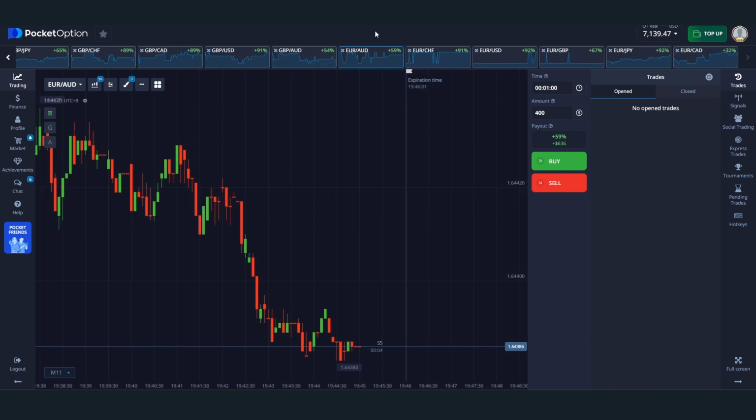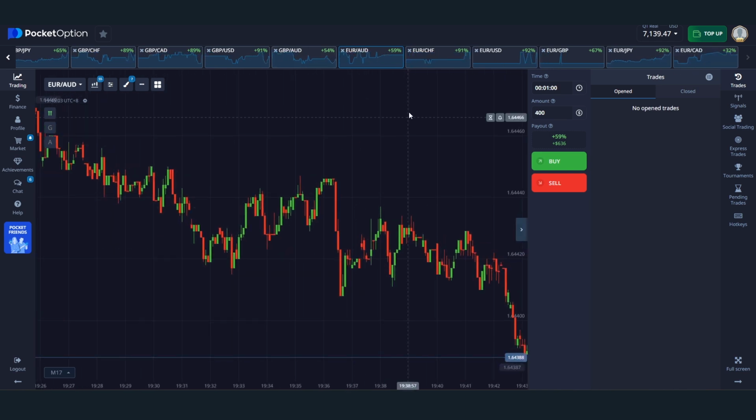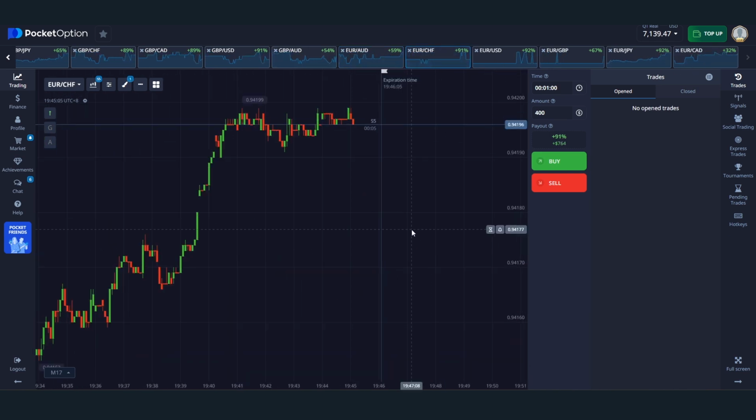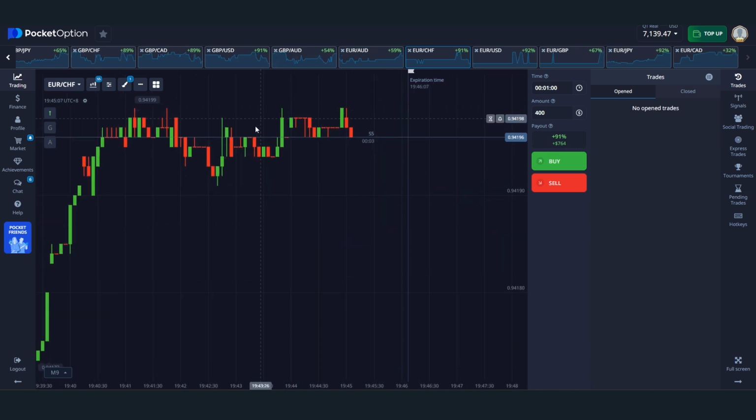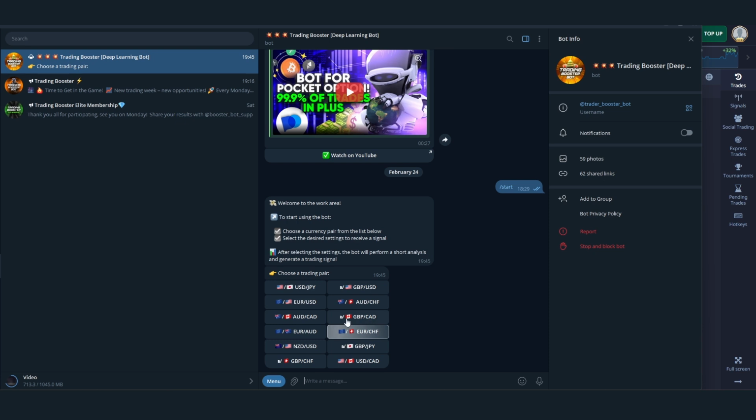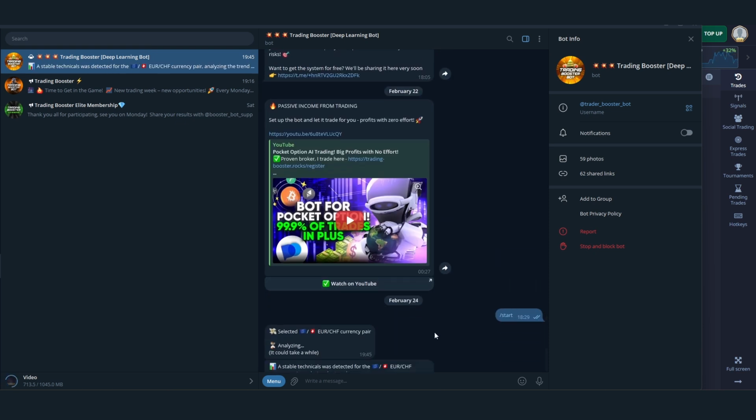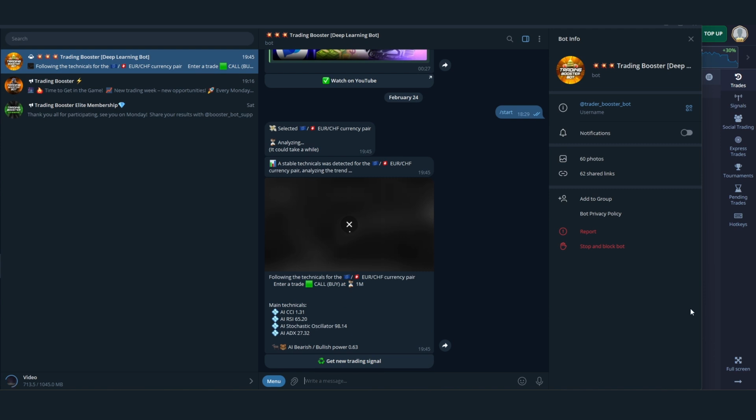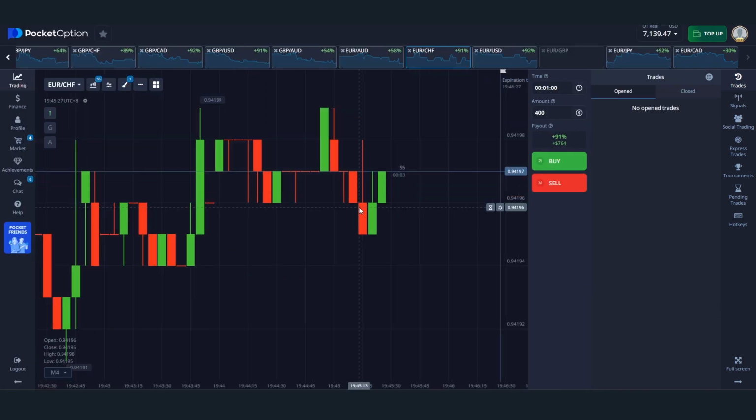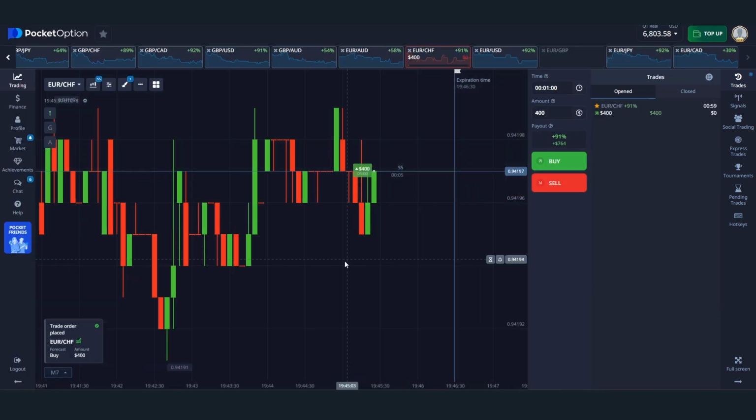Accordingly, I need to find a currency pair that will have movement. But if I'm a beginner, if I don't know such nuances, then I will choose this currency. Let's analyze the euro, Swiss franc. I choose this currency pair and select 1 minute for the trade. I receive a buy signal. Accordingly, I see that the price is not moving and open a buy trade right from here.